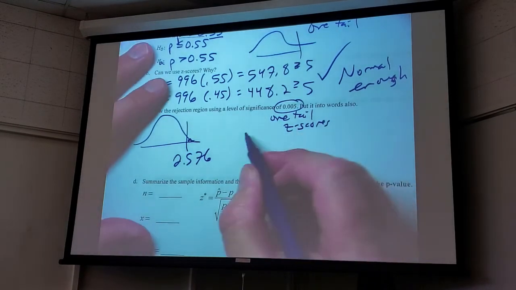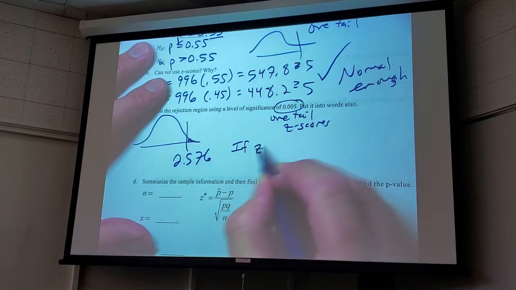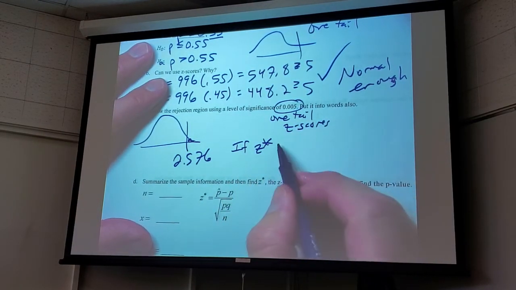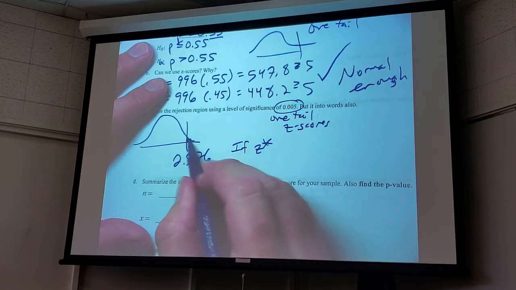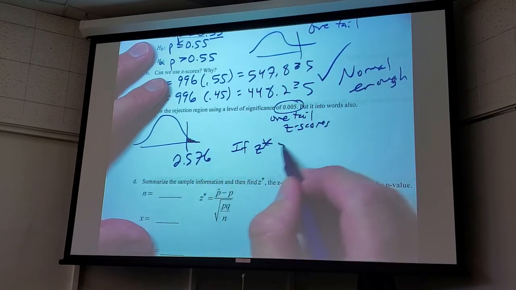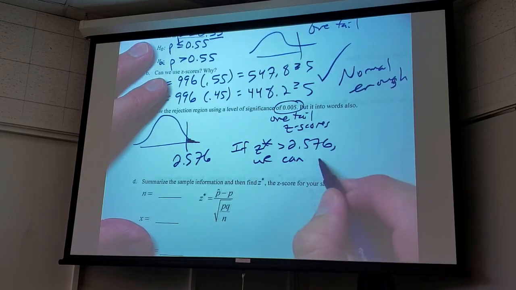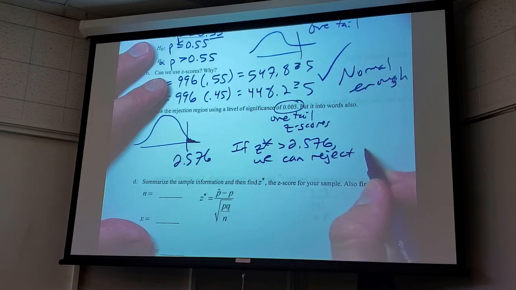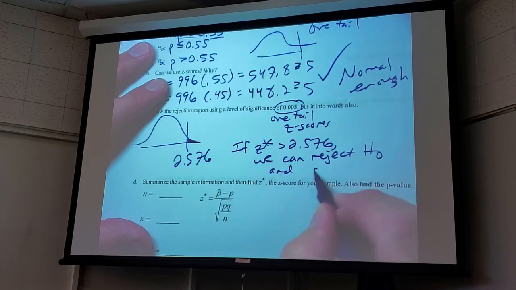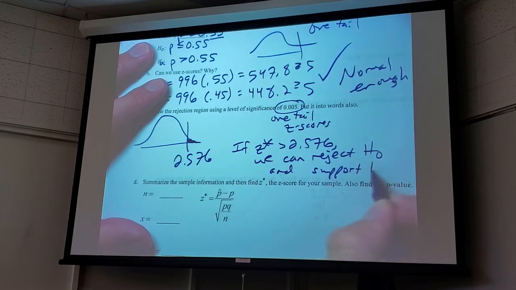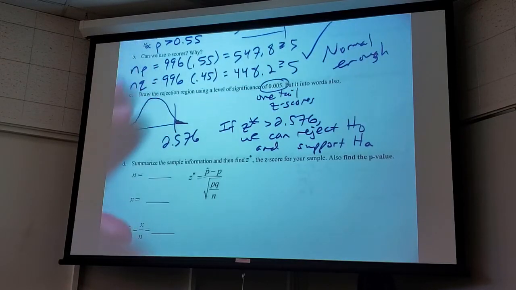So what would this look like in words if we get a z star that is greater than 2.576, then we can do what? Reject the null, I like it. And support. Say that one dude looks to be wrong, you can say the other dude looks to be right.